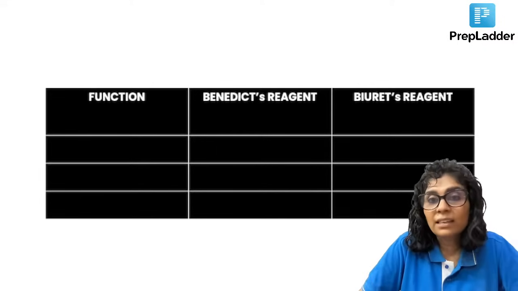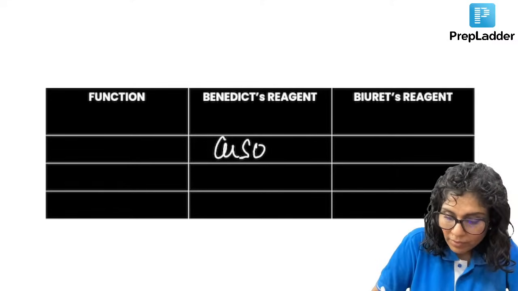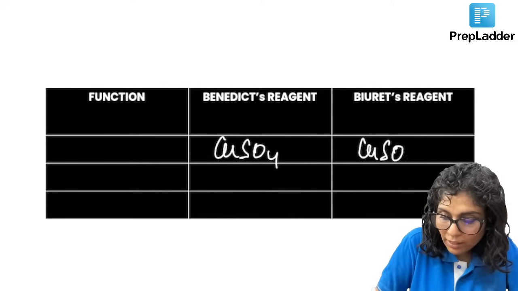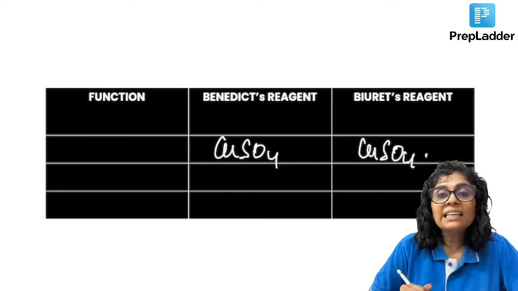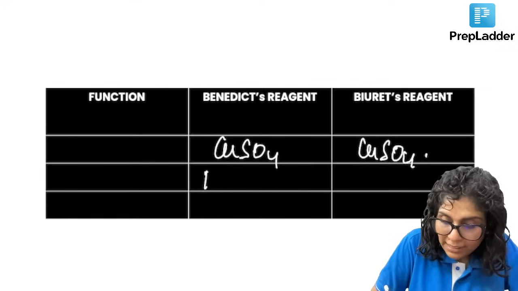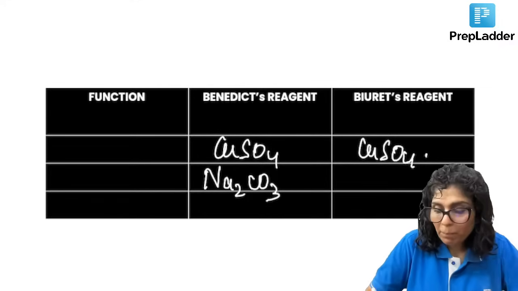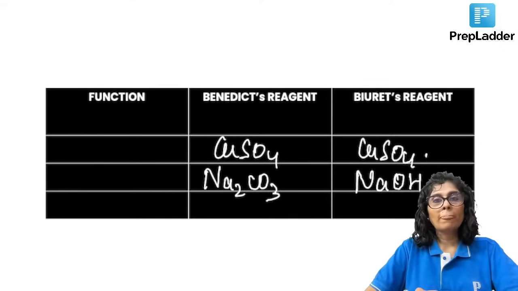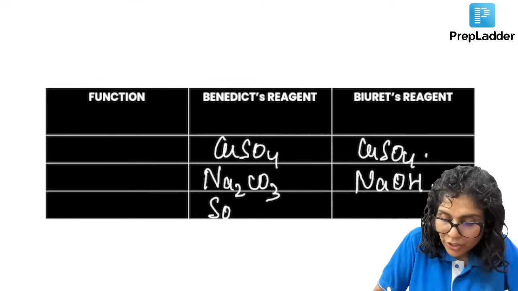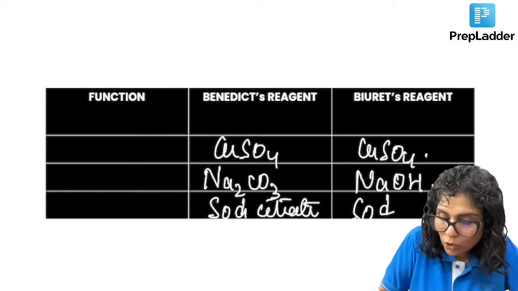Both are blue in color because both have copper sulfate. Both provide alkaline medium. In Benedict's, alkaline medium is provided by sodium carbonate. In Biuret, it is provided by sodium hydroxide. In Benedict's reagent, it is sodium citrate. In Biuret reagent, it is sodium potassium tartrate.